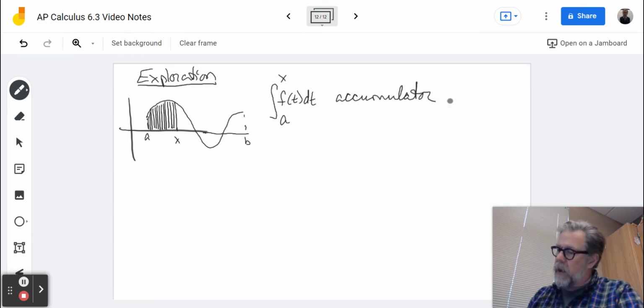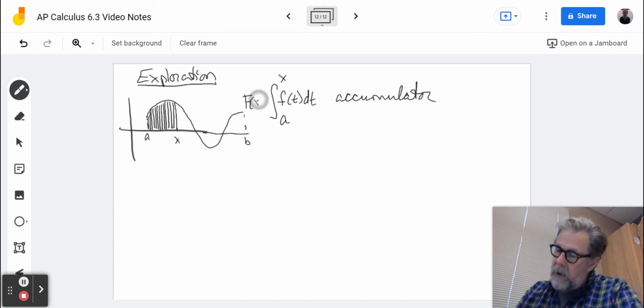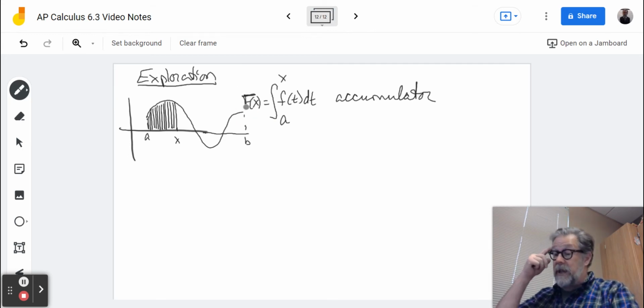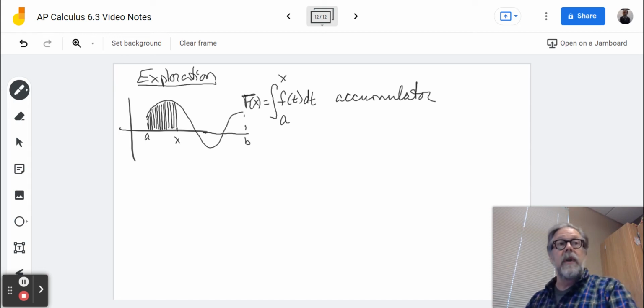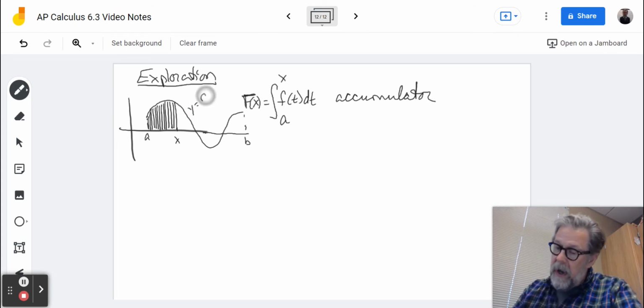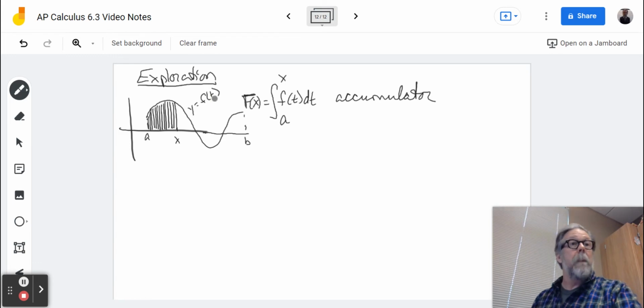And again, if you're not sure what I'm talking about, you might want to go back and watch the previous chapter videos where we talked about accumulator functions. We're just adding up, we're accumulating all of these little rectangles between a and x. And we're going to refer to this accumulator function as capital F. F of x, the accumulator function, is the area under the curve from a to x, also known as the integral from a to x of f of t dt. All right, and this function is y equals f of t.